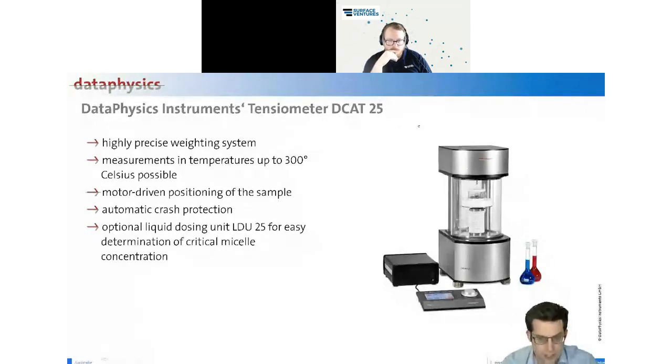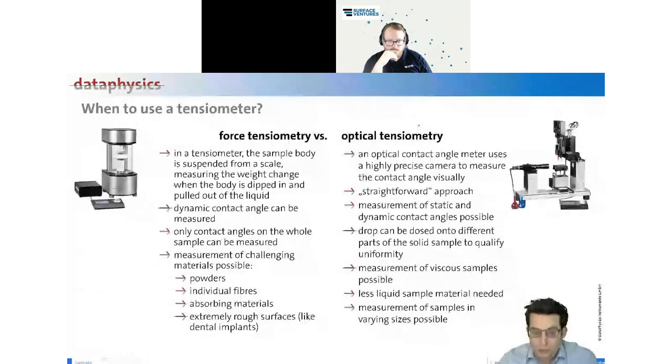I want to now also give you a very short comparison. You have seen from the poll, most of you have used optical contour analysis systems on the right side here.